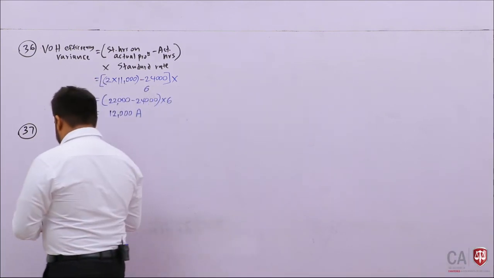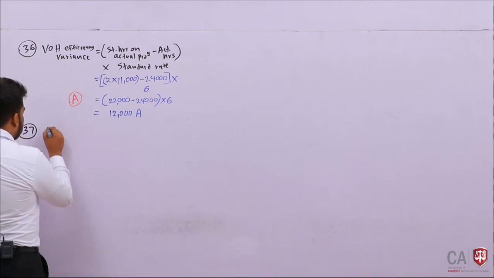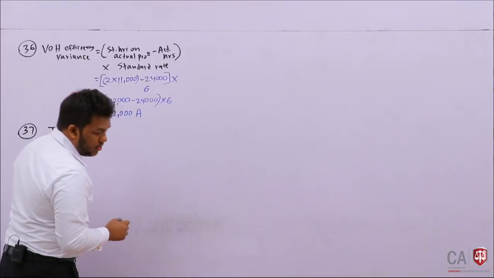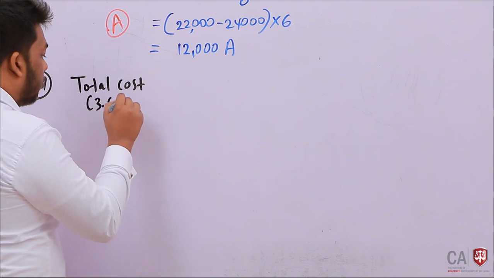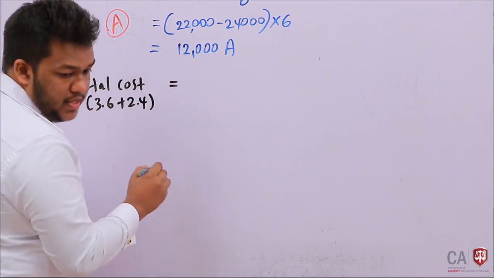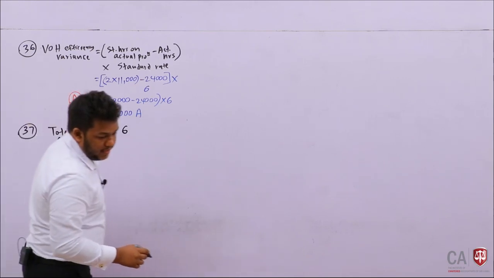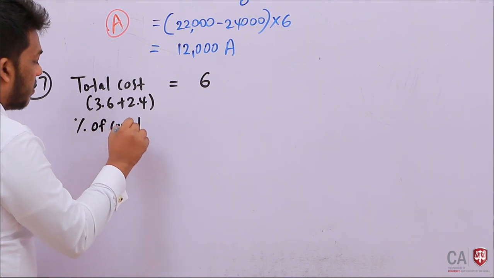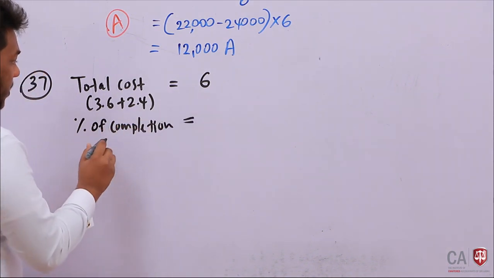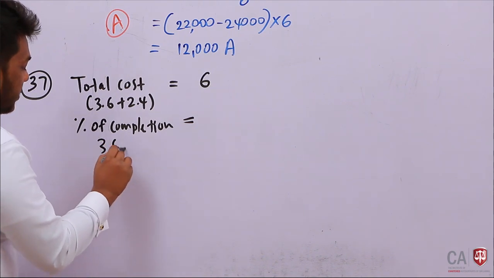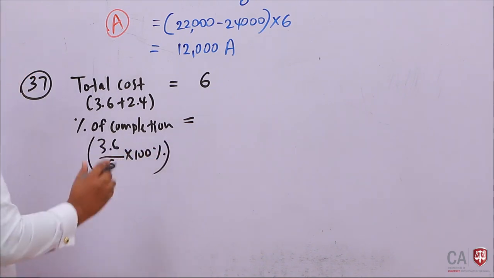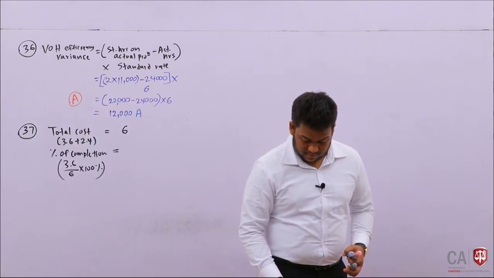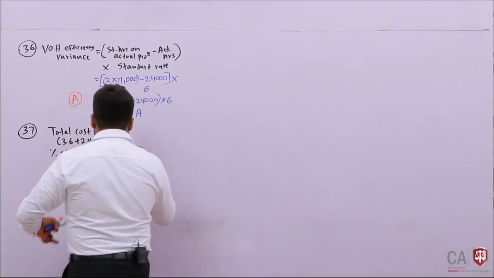So total cost. Total cost is how much? 3.6 plus 2.4. That is 6 million. So percentage of completion is how much? 3.6 divided by 6 into 100%. That is 60%.